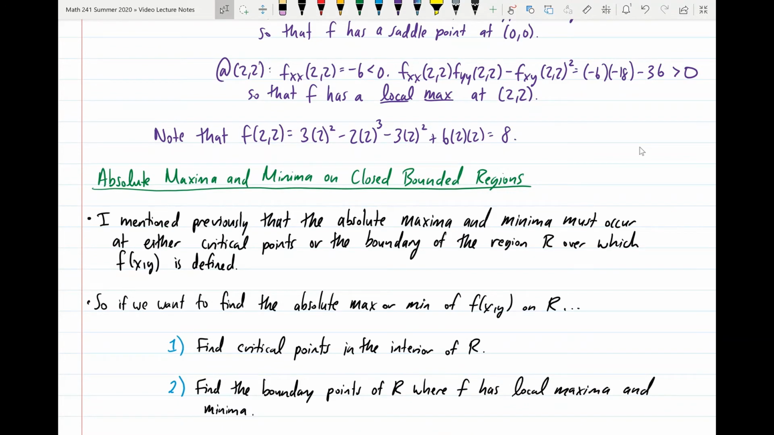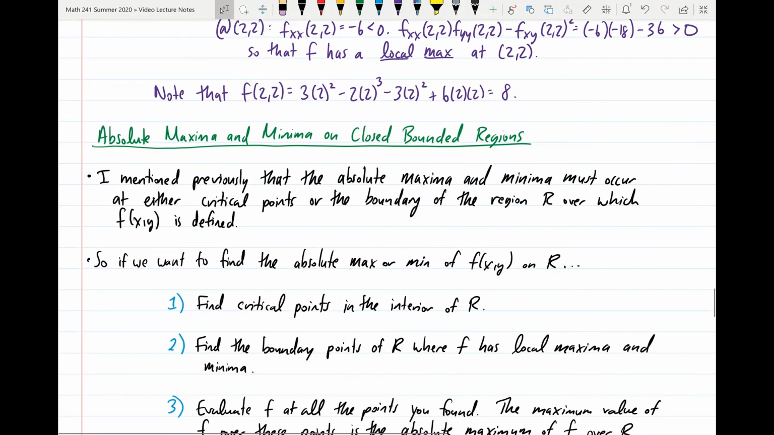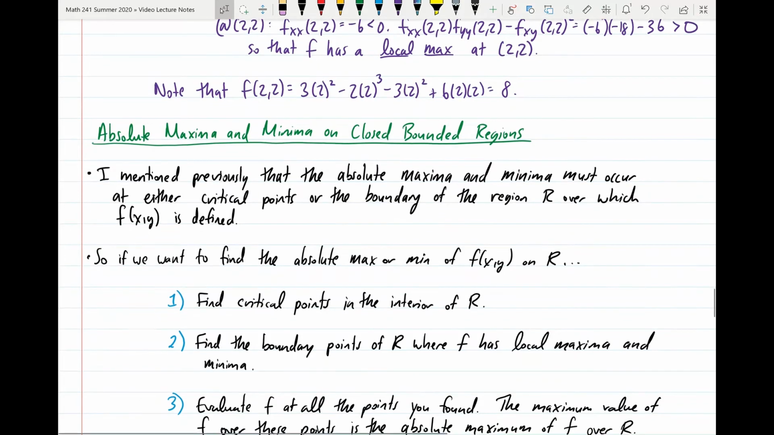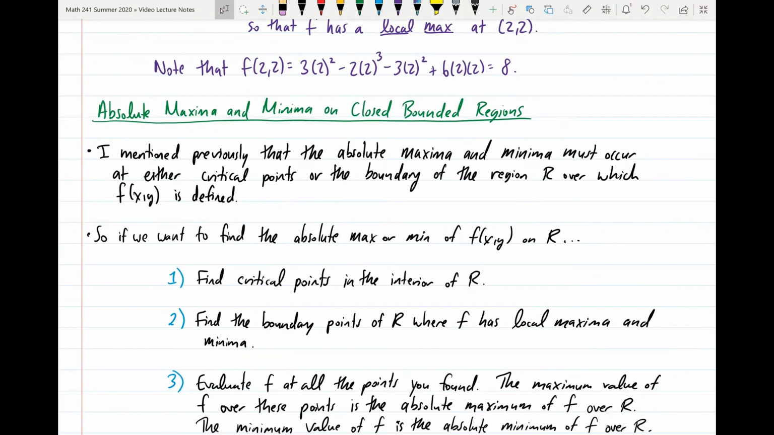And now we can move on to the last section for this video. In this last section, we're going to take some of the information that we've developed about finding relative extrema and combine it with a few more pieces of information so that we can not only find relative extrema, but absolute extrema on closed bounded regions inside of the plane. So I mentioned previously that the absolute maxima and minima must occur at either critical points inside of the region, or on the boundary of the region over which our function f of xy is defined.